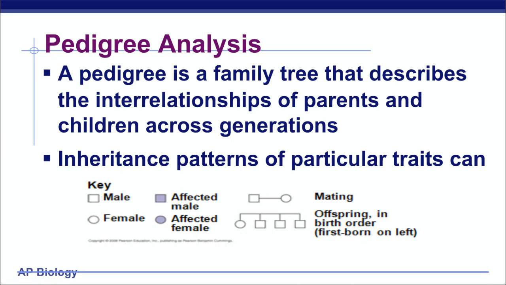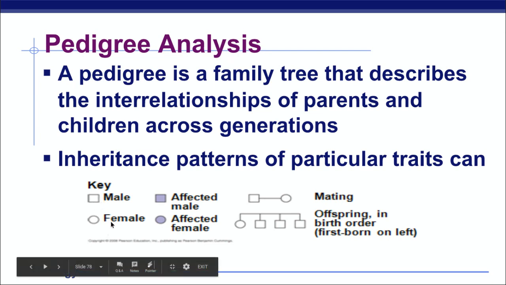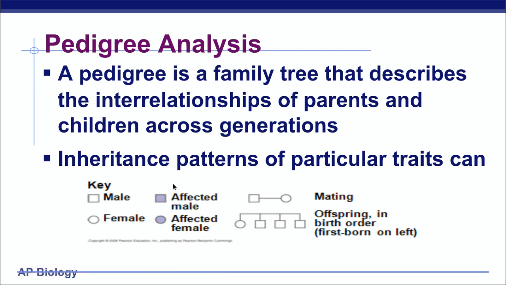Now, in order to track down the inheritance of these more complex types of inheritance patterns, we use pedigree analysis. A pedigree is just a family tree that describes the relationships of parents and children across generations. It's like looking at a family tree to track down the inheritance of disorders. The keys that we usually use: squares are males, circles are females. If it's filled in, they're affected. And if it's halfway filled in, which doesn't appear on this one, they're a carrier.